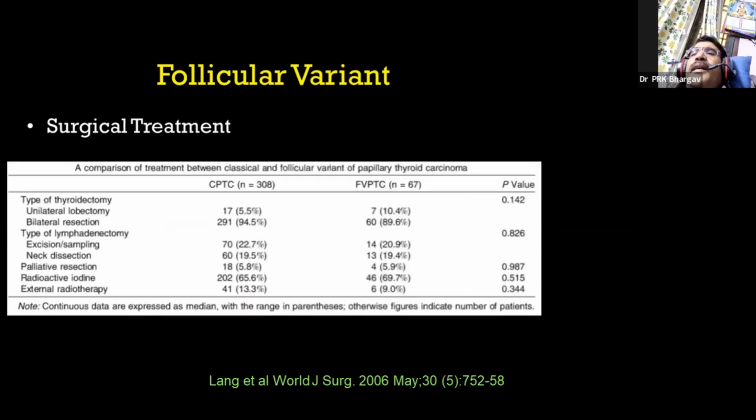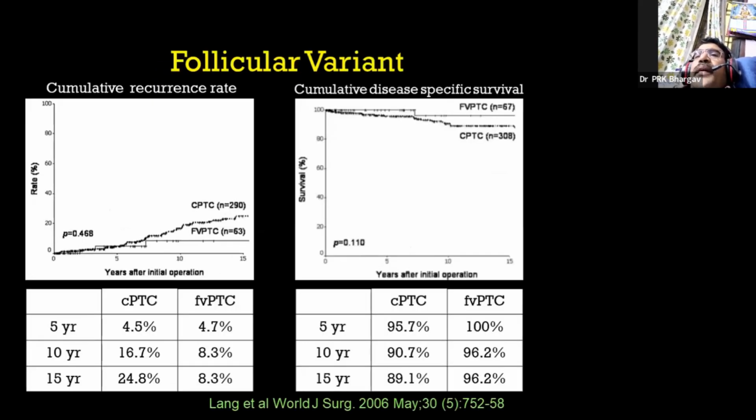The surgical treatment, again, the comparison you can see, the right side column itself will speak a lot about the behavior. It's similar to the classical variant of PTC, treatment wise and prognosis wise, both the therapy and its response to the therapy. Even the survival curve is also similar.